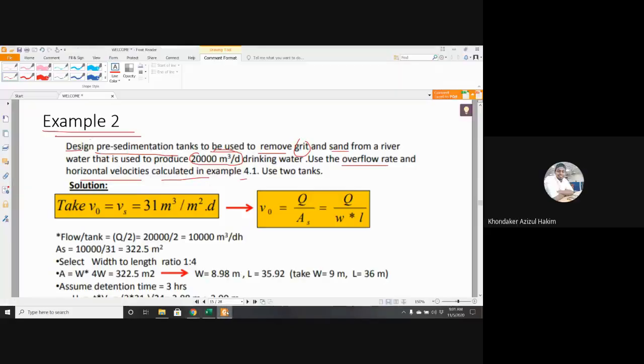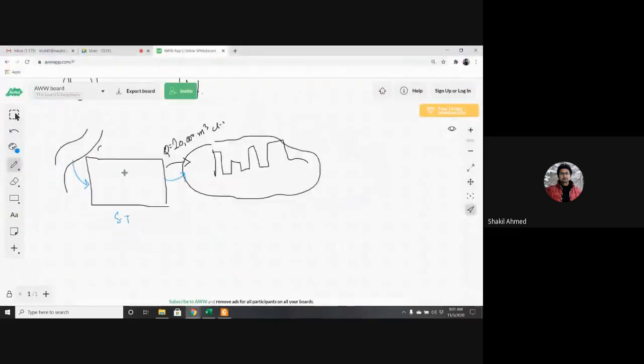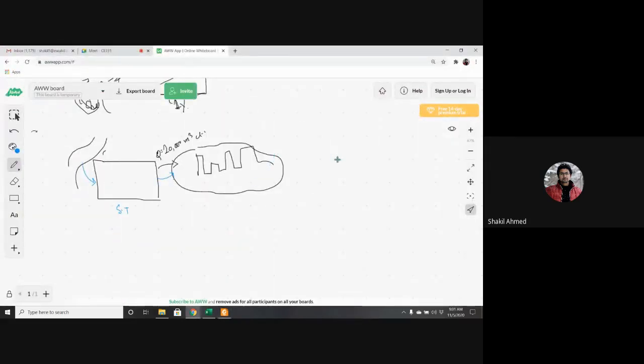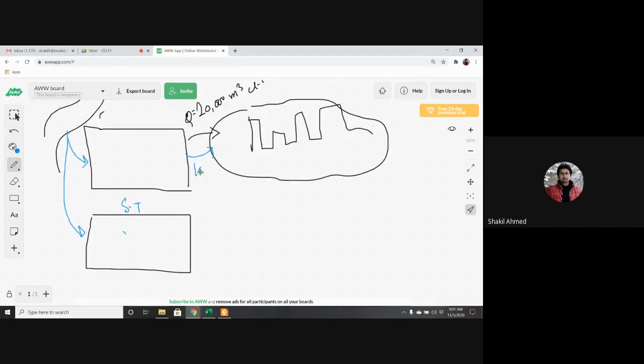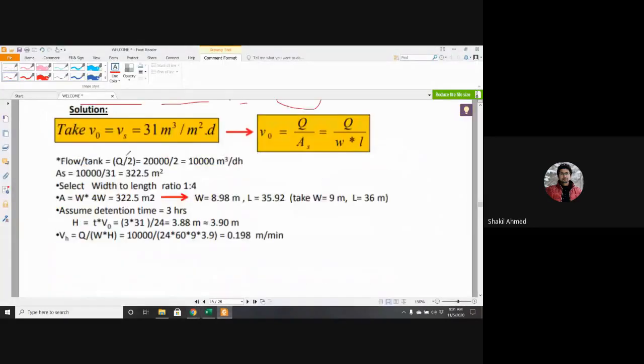Yes, sir. Okay. Look at here. Use two tanks. That means instead of one tank, now you're using two tanks. Another tank is here. So basically, same size tanks, for example. Our water will be divided, right? So if this is 20,000 meter cube per day, the total demand, then it should be 10,000 for each. Am I right? Yes, sir. So that's why they're dividing it Q/2.